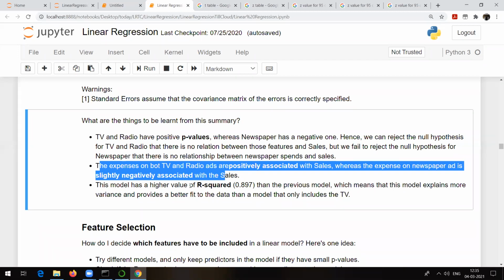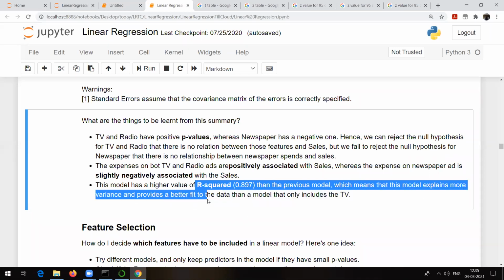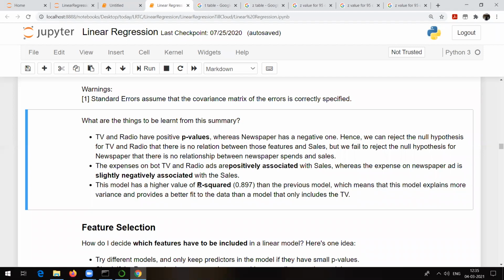The model has a higher value of R squared than the previous model, which means that this model explains more variance and provides a better fit. Which was the previous model? Previous model was only based on TV. This model is based on TV, radio, and newspaper. That's why higher R squared.